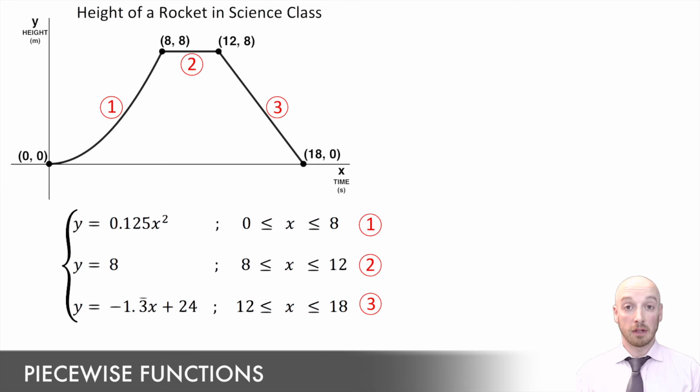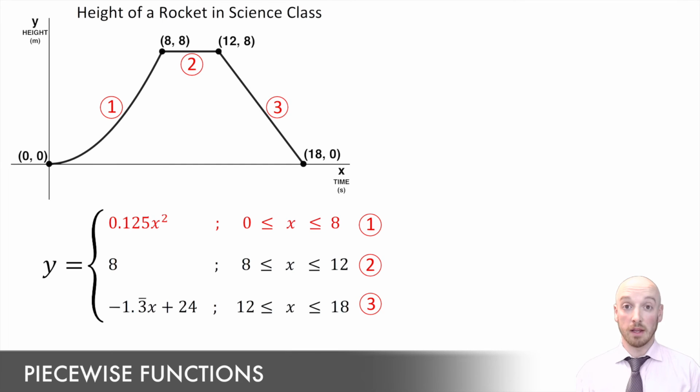Now when we put the curly bracket, we're going to remove those three y equals to start each of the three rules and just put y equals out front of the curly bracket. So what that means is y equals each of the three rules that follow that bracket. So the curly bracket kind of says, hey, apply this y equals to each of the things that are behind the bracket. So y equals 0.125x squared, y equals 8, and y equals negative 1.3 repeating x plus 24.